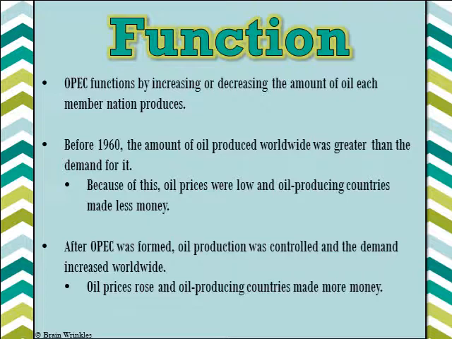All right. Now, before 1960, you had way more oil than you had people needing oil. So the price for oil was very, very low, and these oil producing countries did not make a lot of money. OPEC forms, and all of a sudden you have dialed back the production where it's not as easy to get it anymore. And all of a sudden the demand goes up, and anytime demand goes up, price goes up. So oil prices rise, and these oil producing countries that we've been talking about make a lot of money.